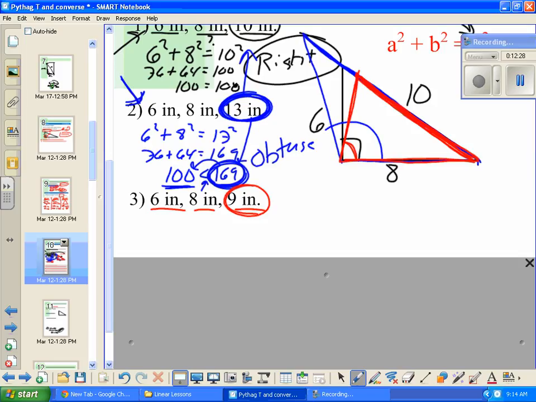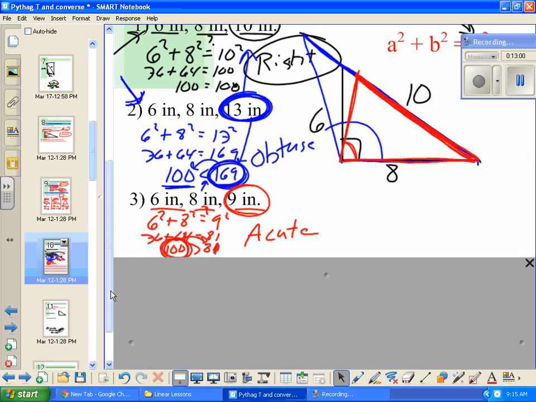Looking at what happens with the numbers here. 6 squared plus 8 squared equals, well, 9 squared. We're checking to see if that works. 6 squared is 36. 8 squared is 64. 9 squared is 81. If I add these two on the left side together, I get 100, which is bigger than 81. So again, in this case, when A squared and B squared added together is bigger than C squared, this is when I get the acute triangle case.